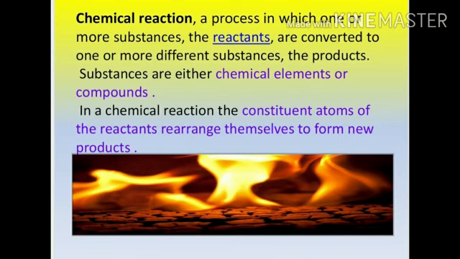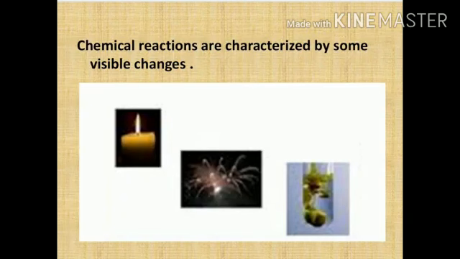Elements, for example, hydrogen, nitrogen, sodium, carbon, sulfur, phosphorus, all these are considered as elements. And compounds, it may be water, carbon dioxide, hydrochloric acid, sulfuric acid, potassium hydroxide, or any such compounds. Now, in a chemical reaction, what happens is the constituent atoms of the reactants rearrange themselves to form new products. No matter what the chemical reaction is, it is always characterized by some or the other visible changes.